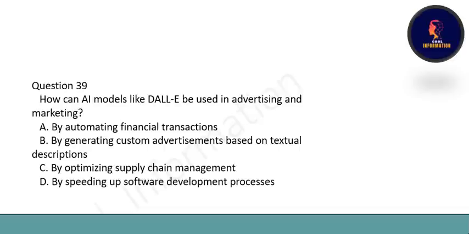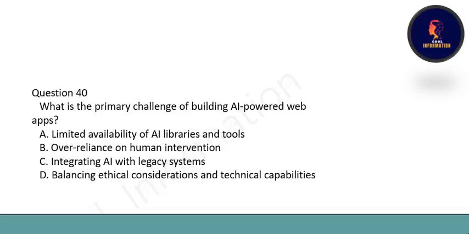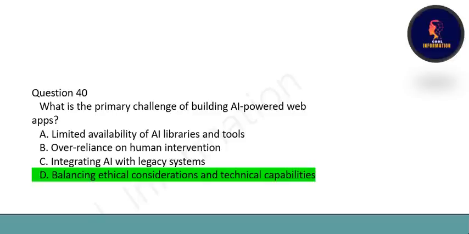Next question, how can AI model like DALL-E be used in advertising and marketing? Very simple one, option B will be correct, by generating custom advertisements based on textual description. Next question, and this is the last question of this video, what is the primary challenge of building AI powered web apps? The primary challenge is balancing ethical consideration and technical capabilities. Option D is correct.